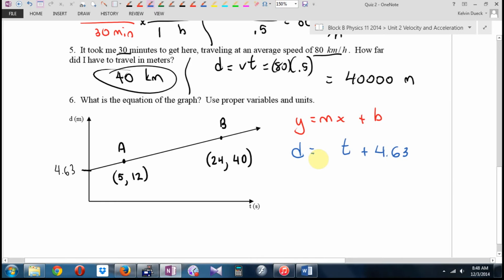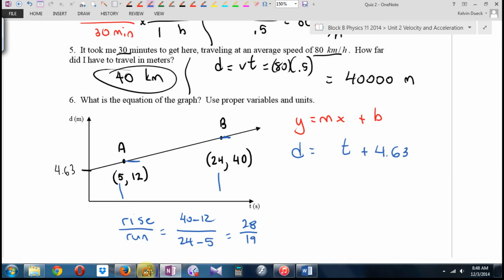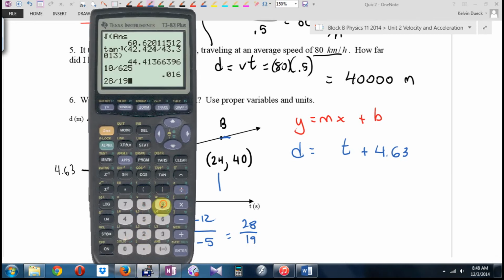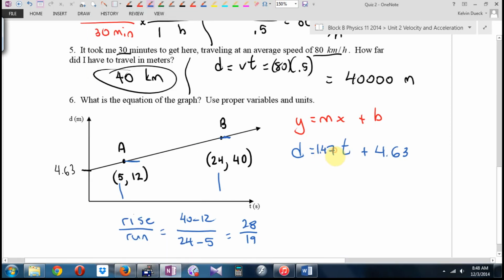Rise over run. So it looks like I'm 40 high here, I'm 12 high here. I think if I go rise over run, it's going to be 40 take away 12. If you want to actually do the math, it's going to be 28. And I think my run is from 5 to 24. It's going to be 24 take away 5. I think it's going to be 28 over 19. Is that right? I deliberately made up yucky numbers on purpose. 1.473, you know what? I'll go 1.47. If you left it as a fraction, that's okay as well.